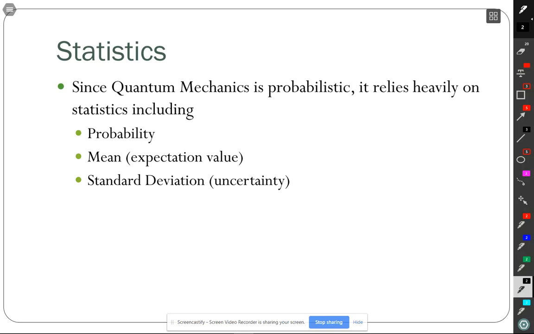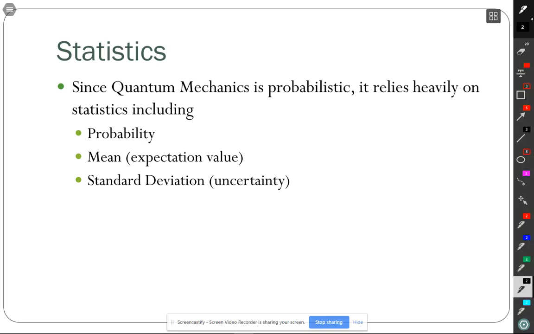Mean, expectation value. The expectation value is just the mean. And so we take the probability of a value times the value, and we integrate that over all space. And since psi star psi gives us the probability, and operator psi gives us the value, that's why we have to have psi star operator psi.